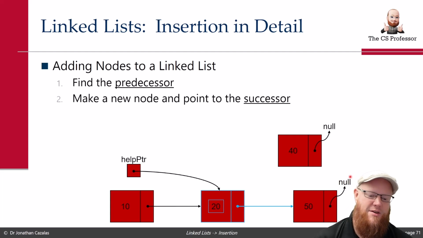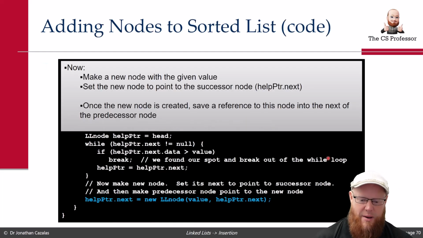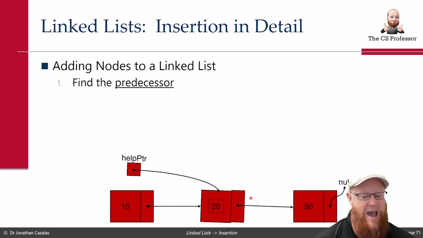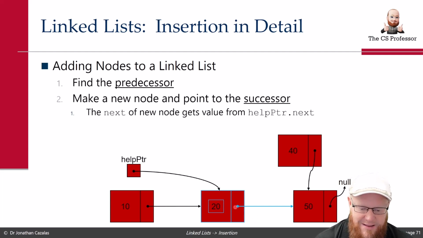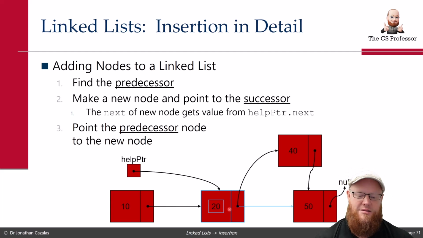Take that and save it into the next of the new node, which is why if I back up, you see when we make a new node, what do we save into its next? We save help pointer dot next, which was the address of that 50 right here. So the next of the new node gets the value from help pointer dot next. So now the new node is pointing over to the 50, and the final step is save the address of this new node into the next of 20. Well, who has access to the next of 20? Help pointer points to the 20, and here's the next. Help pointer dot next is how you finally make that connection happen.